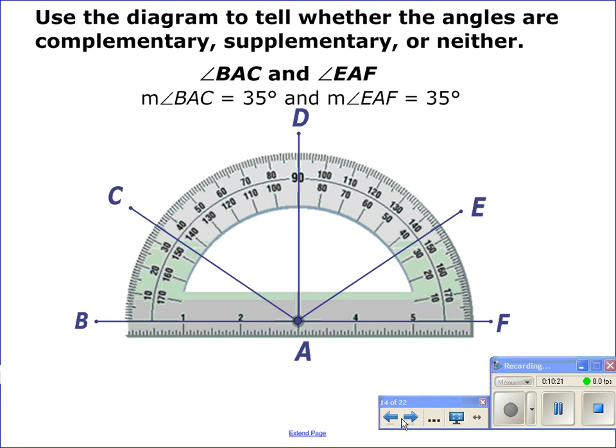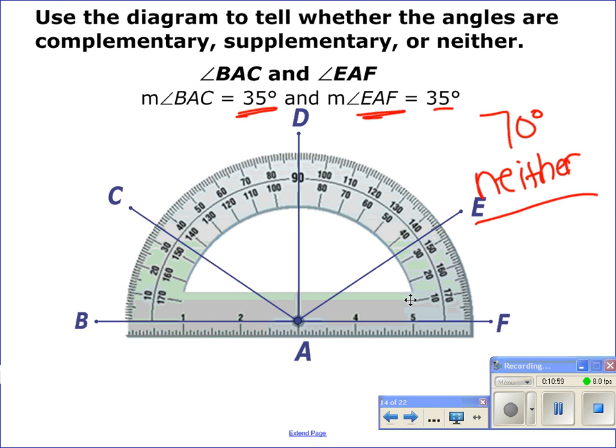Do this next one on your own. They already gave you what the measures of the angles equal. Measure of angle BAC is 35 degrees, and the measure of angle EAF is 35 degrees. You have to add those together. When you add them together, you get 70 degrees. This would be neither, because it is not either 90 degrees or 180 degrees. So this is neither angles.